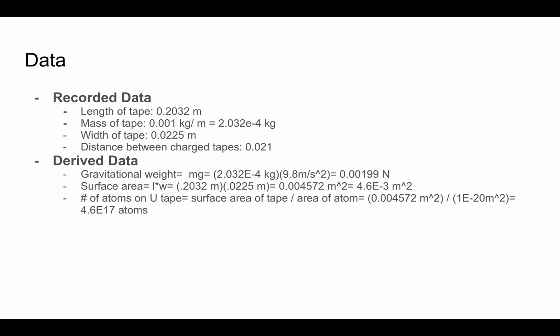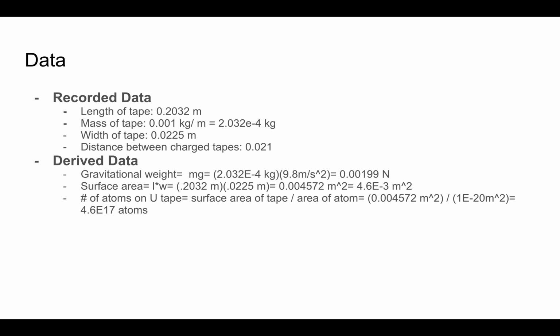I recorded my observations as shown, calculating the mass of my tape where 1 gram equals 1 meter of clear tape. I also noted the distance between the two to be 0.021 meters when they began to repel each other. Using these values, I calculated the gravitational weight of the tape, which portrayed the force on the tape in the negative y direction due to gravity.